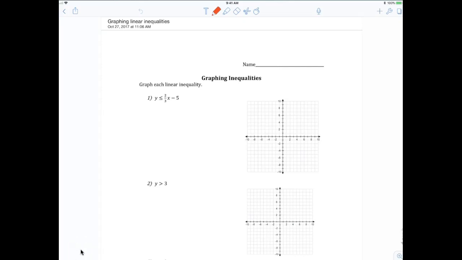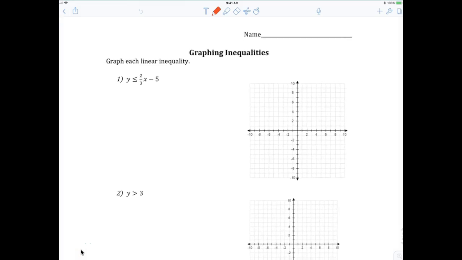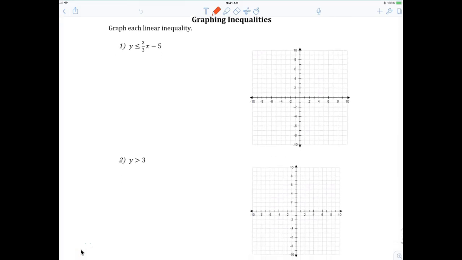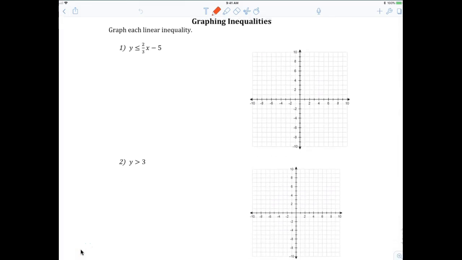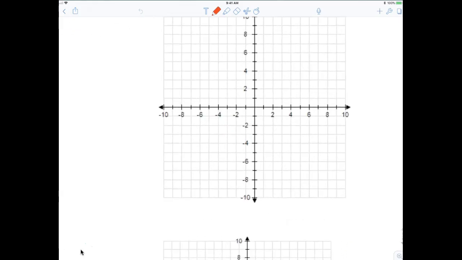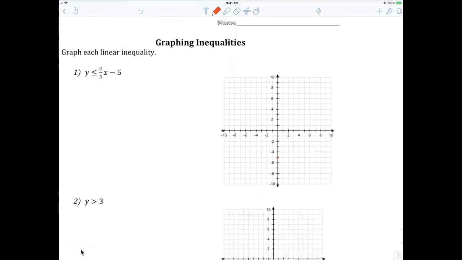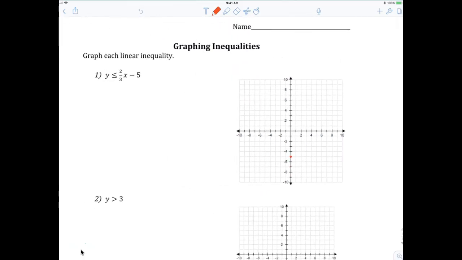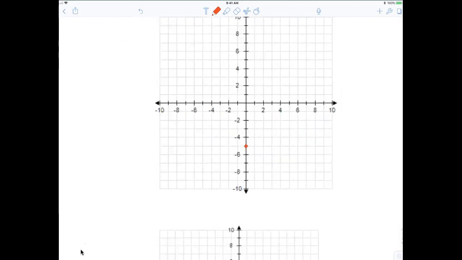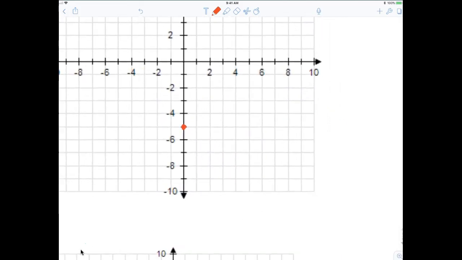All right, so graphing linear inequalities. Here's what we have. First thing is you're just graphing it just like normal. In this case, we simply go down 5, plot a point. And then from there, we go up 2 and over 3. See, I told you this is very simple. Up 2 and over 3. Then you draw your line.